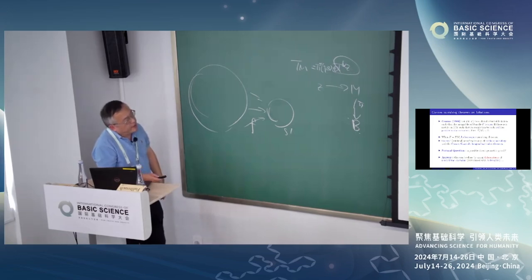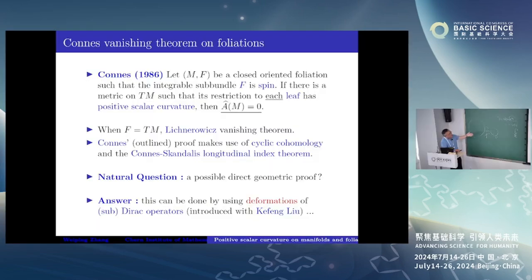So in the simplest fibration case, the Connes theorem is a corollary of the family Atiyah index theorem. Then Connes wanted to generalize this family Atiyah index theorem to the case of foliations. So he developed a big machinery. Connes' proof uses cyclic cohomology in noncommutative geometry, and also the Connes–Skandalis longitudinal index theorem, which is a generalization of the Atiyah family index theorem to the case of foliations.